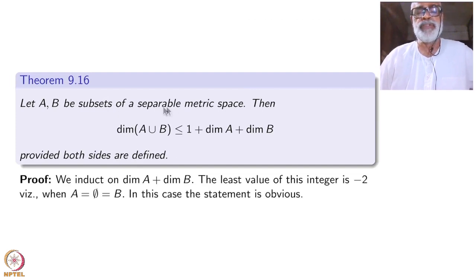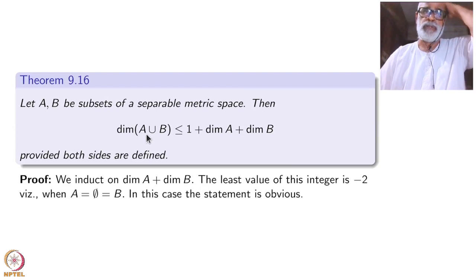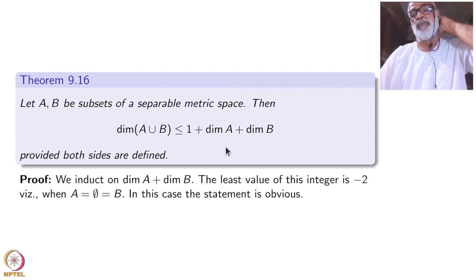A and B are subsets of a separable metric space. No other condition. Then dimension of the union is less than or equal to dimension of A plus dimension of B plus 1. Only thing is, they should be defined in the sense that if one of them is infinite, suppose dimension of A is infinite, then this is less than or equal to infinity, which is obvious.